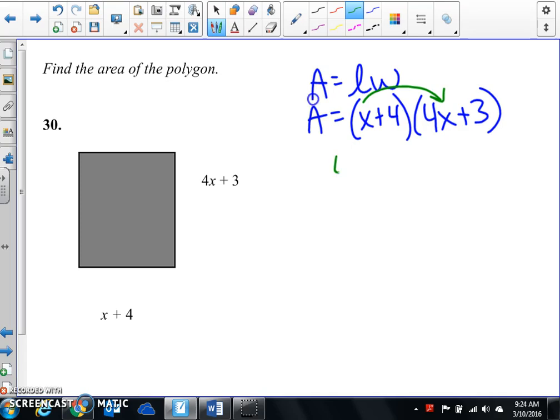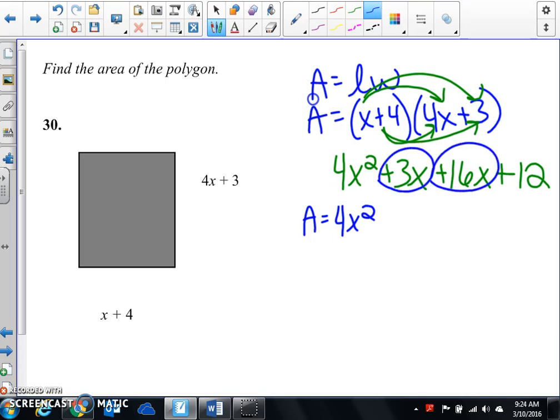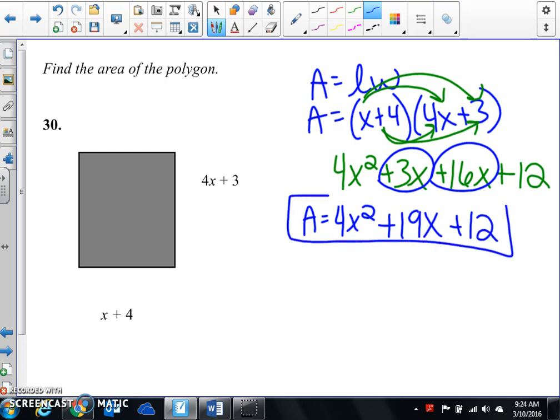X times 4x is 4x squared. X times 3 is a positive 3x. 4 times 4 is 16, and then I have that x, and then 4 times 3 is a positive 12. And now I just combine like terms. So area equals 4x squared, 3x plus 16x is a positive 19x, and drop down your plus 12.